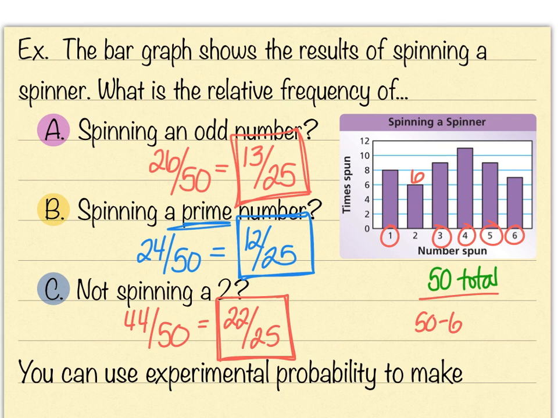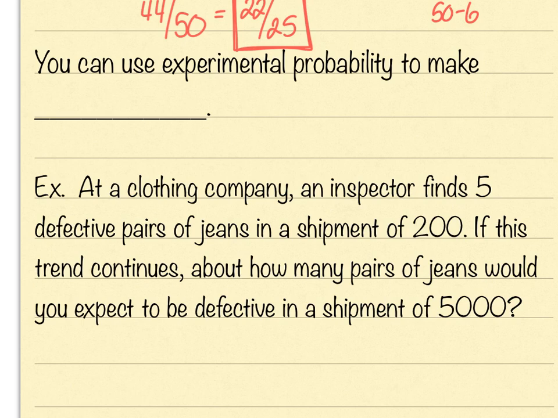Now you're going to have some more homework problems that deal with this same exact graph, this same chart. So just remember that this might save you some time: there were 50 total spins, and we're just going to keep using that number in our denominator, and then if it reduces, go ahead and do that. One thing that we've already been doing is using experimental probability to make predictions.